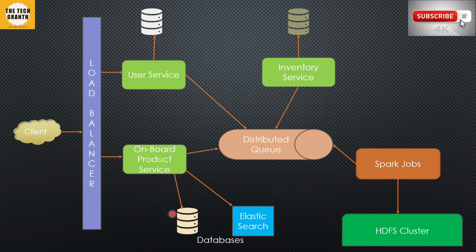An RDBMS will not be able to handle this, because you will have to create multiple tables for different kinds of products, and handling that will be very hectic. So a document based database will be the ideal choice for a system like this. You can go with a MongoDB kind of database. So we'll have a MongoDB here, an Elasticsearch here, and once we have onboarded our product, this product service should send a notification into a distributed queue. This queue can be Kafka.